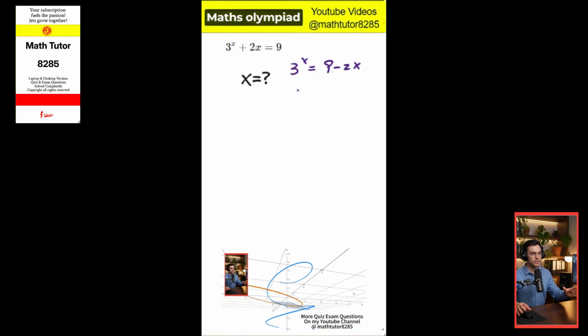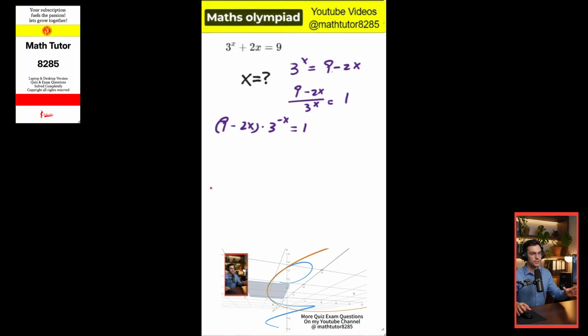Next step, normalize by dividing through. Now divide both sides by 3 raised to the power of x. This gives the quantity 9 minus 2x multiplied by 3 raised to the negative x equals 1. This prepares the expression as a product of a linear factor and an exponential term.